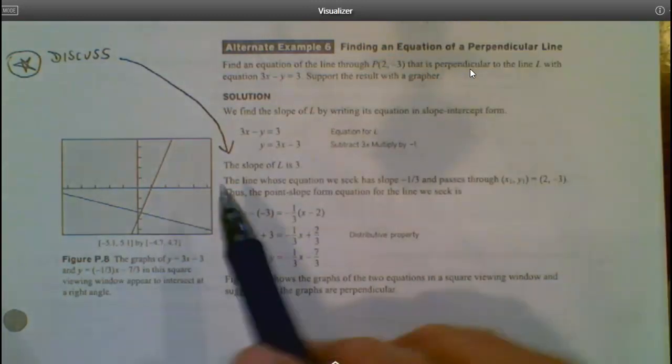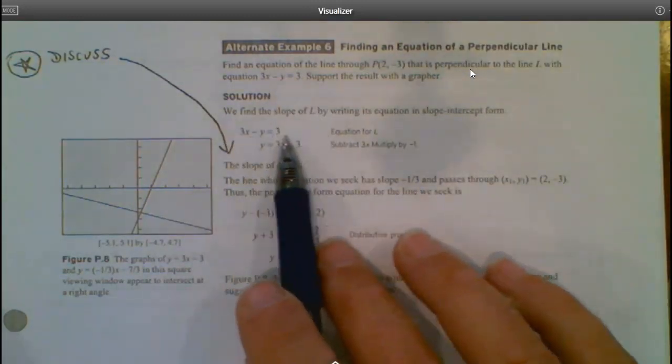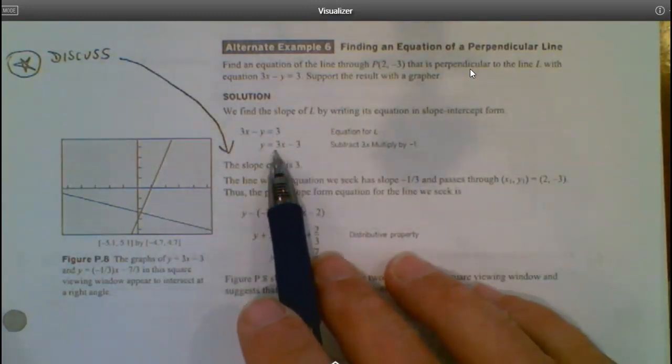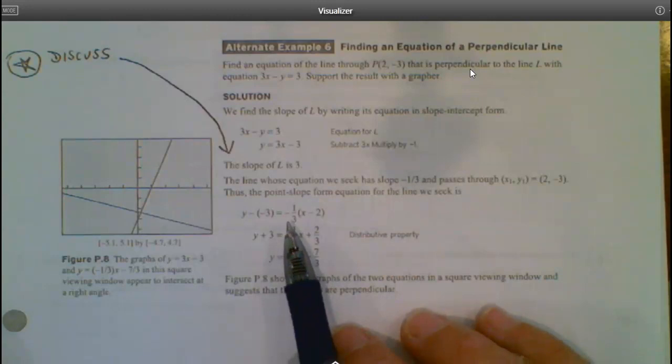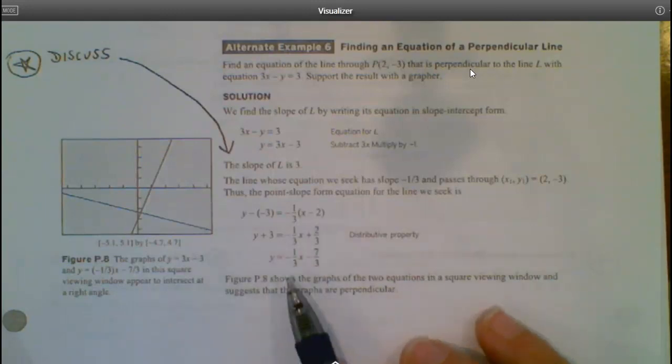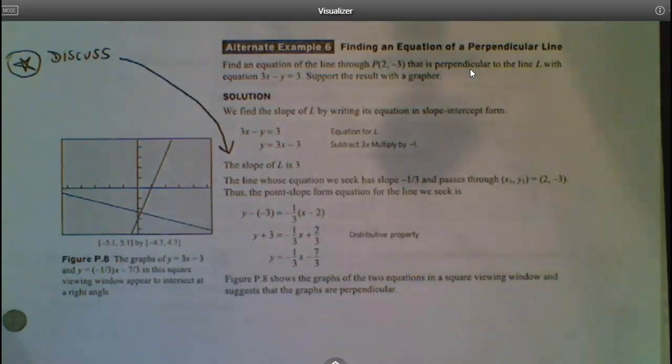So for their line, as they get y by itself, you can see they had a slope of 3. So if I flip that and change the sign, I'm going to get -1/3 as our slope. Right? And so these would be perpendicular slopes. The rest of the process is just like the one we did up above in order to finish it off. So that's it for lesson 2.